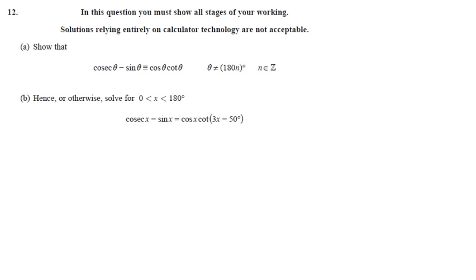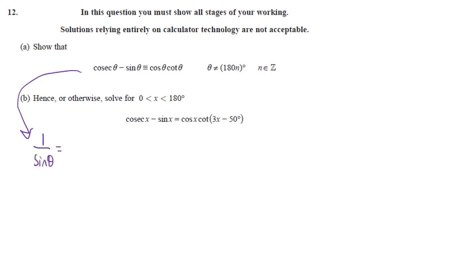Right, 12. In this question, you must show all stages of your working. Right, okay, so we've got to prove this trigonometric identity: cosec theta minus sine theta. Whenever we're solving identities, always start from the side that looks more complicated. So you've got a sum of different things that's complicated, so we'll start there, and we'll write cosec as 1 over sine.